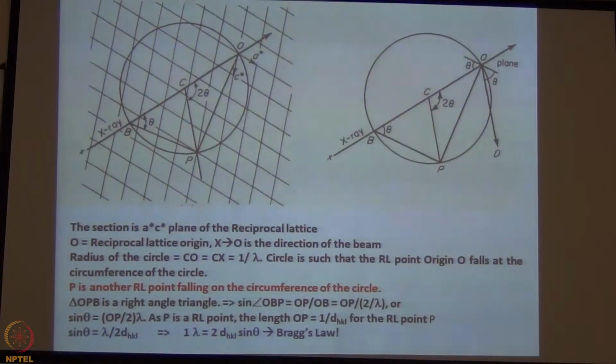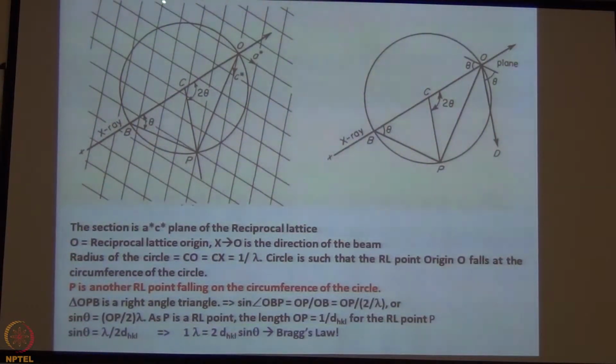Now we assume that the X-ray beam that I am using is in the plane of that a star c star lattice. The beam is not perpendicular to that a star c star plane, it is in the plane of the lattice, the a star c star plane. If this direction is the beam direction, and I find that this particular point is at the circumference, I am now drawing a triangle BPO inside the circle. This same figure is drawn here without the grid now.